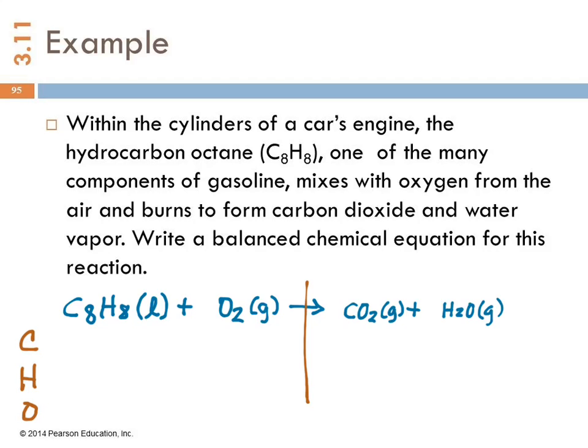So before I start adding coefficients, I'm just going to count them up. And under this formula, I'm going to write down how many of each of these I have. So this tells me I have 8 carbons and 8 hydrogens. So I'm going to put an 8 here, and an 8 here, and a 0. Under the oxygen, in this molecule, I have 0 carbons and 0 hydrogens and 2 oxygen atoms. In carbon dioxide, there's 1 carbon, 0 hydrogens, and 2 oxygens. And in water, 0 carbons, 2 hydrogens, and 1 oxygen.